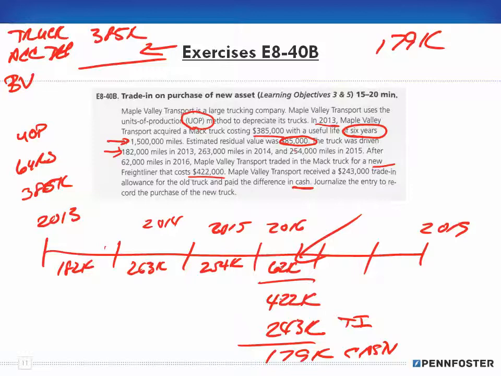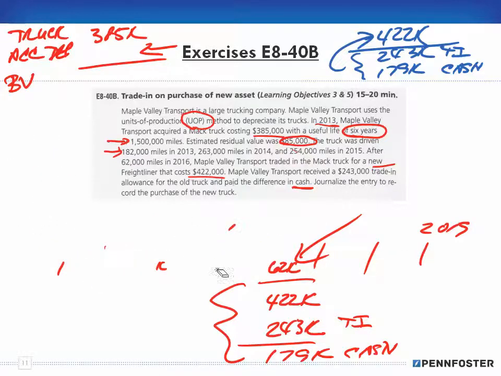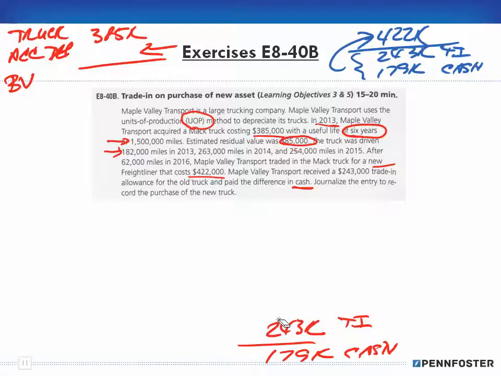But then when I have that figure, I'm going to take into consideration that I have the purchase at 422, and I have a trade-in of 243. And I have 179,000 in cash that I used to purchase that new Freightliner. And we need to record the journal entry. So I'm going to erase all of this and work through the calculations here.